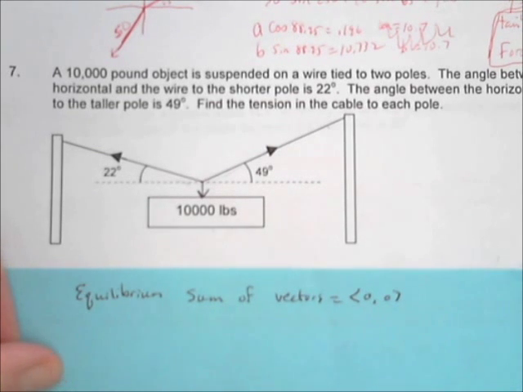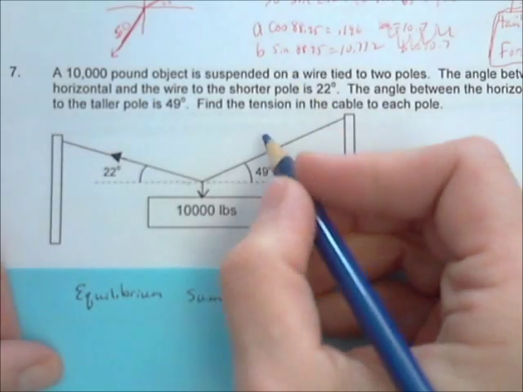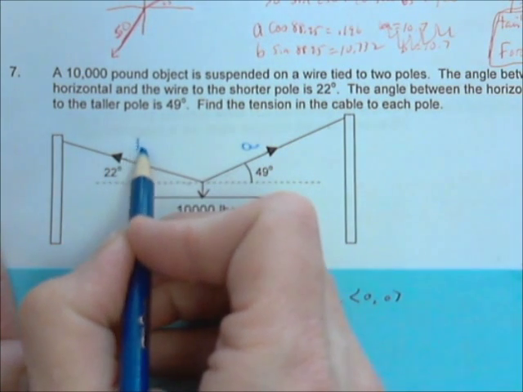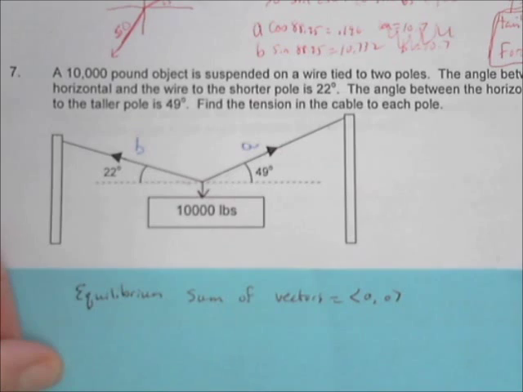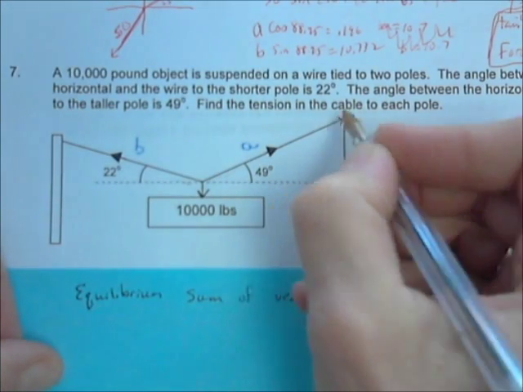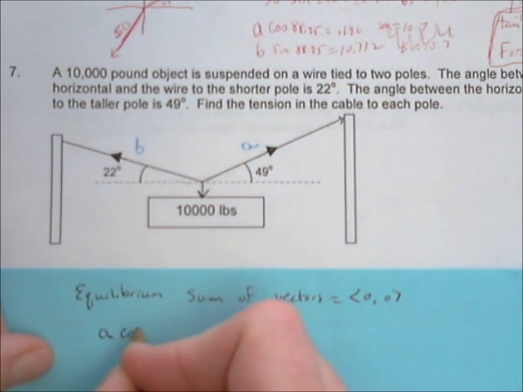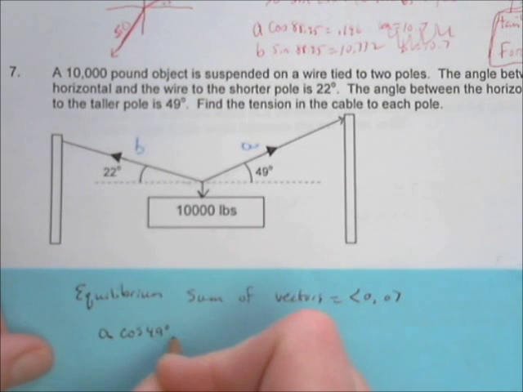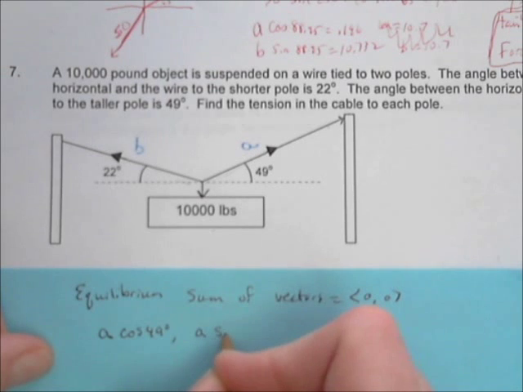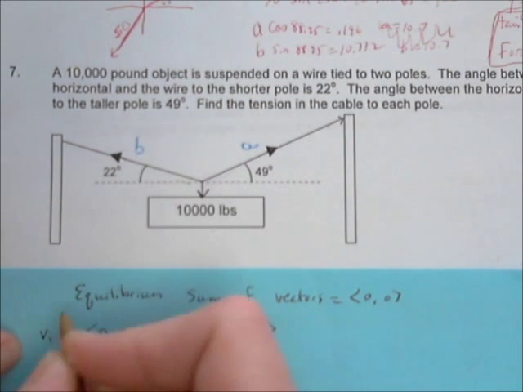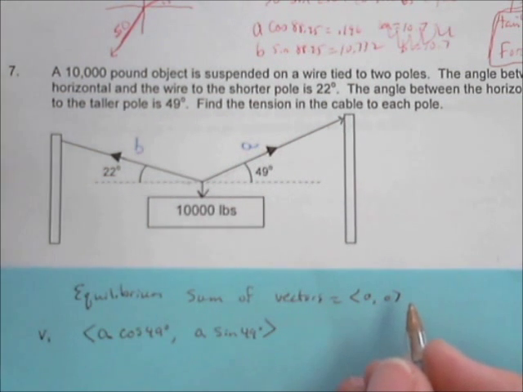Well, how are we going to do that? First of all, we'll call the magnitude of this vector A. I'll call the magnitude of this vector B. Those are the 2 unknowns that we're solving for. This vector has an angle of 49 degrees, so we'll call this vector 1. Vector 1 is A, the magnitude, times a cosine of 49 degrees, A times a sine of 49 degrees. That's vector 1, or wire 1, cable 1.